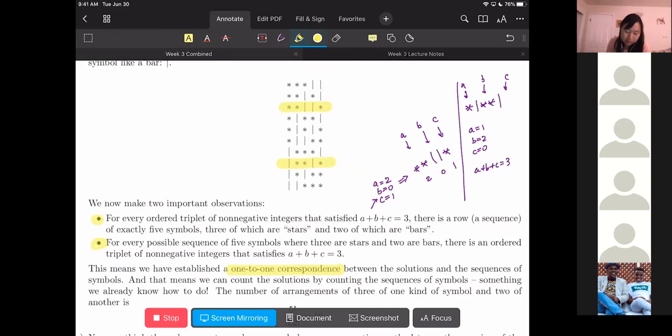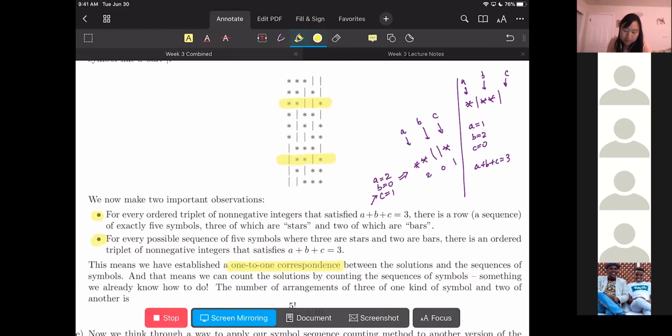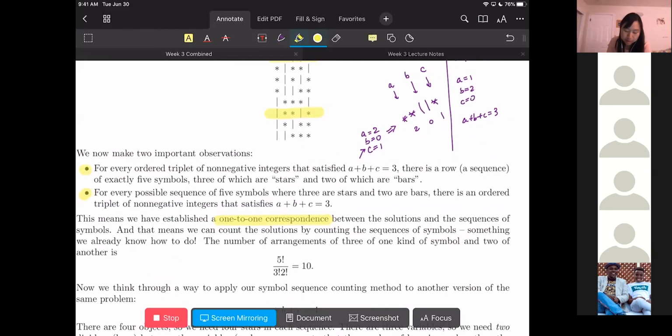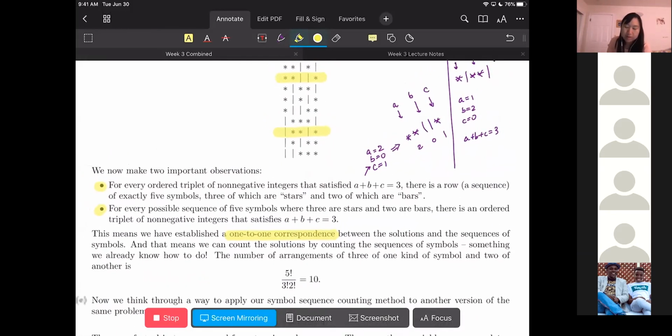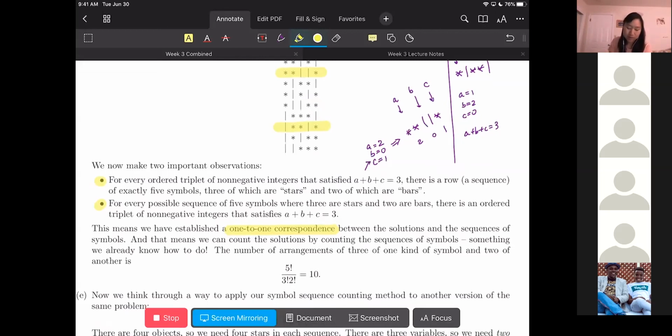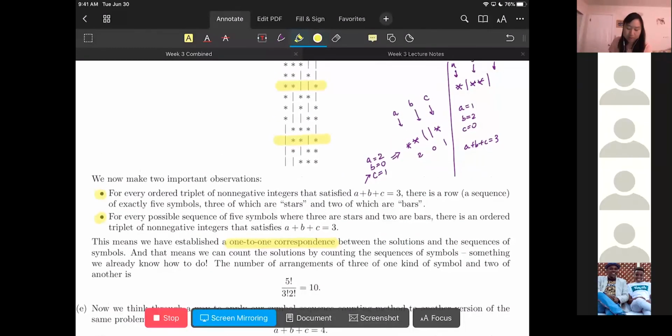So once we've established this one-to-one correspondence, we can count the number of solutions of a plus b plus c equals 3 by counting the number of arrangements of 3 stars and 2 bars. And we already know how to do that. That's something we talked about just previously on combinations. It's kind of the same as saying, I need to walk 5 blocks and 2 of them are south and 3 are east. So here, if we want the number of arrangements of 3 of one symbol and 2 of another, then the answer is just 5 choose 2, which is 5 factorial over 3 factorial times 2 factorial, which is 10.